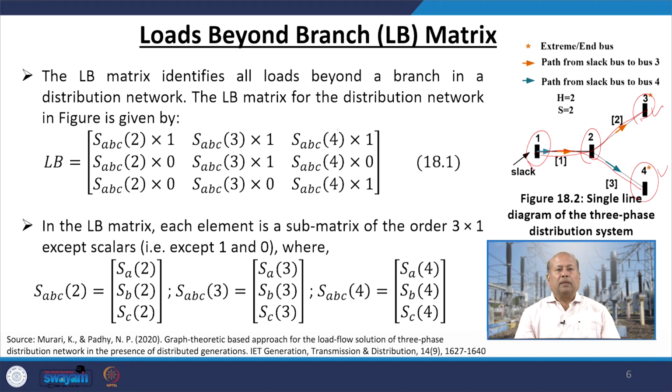Now, in the LB matrix, each element is a submatrix of the order 3 cross 1 except scalars, that is except 1 and 0, where SABC 2 is nothing but SA, SB, SC for bus 2, SABC 3 is for SA, SB, SC for bus 3, and SABC 4 is for SA, SB, SC for bus 4. What exactly we would like to highlight here is that once the SABC for bus number 2, bus number 3 and bus number 4 is known to me, then we can create the LB matrix easily.